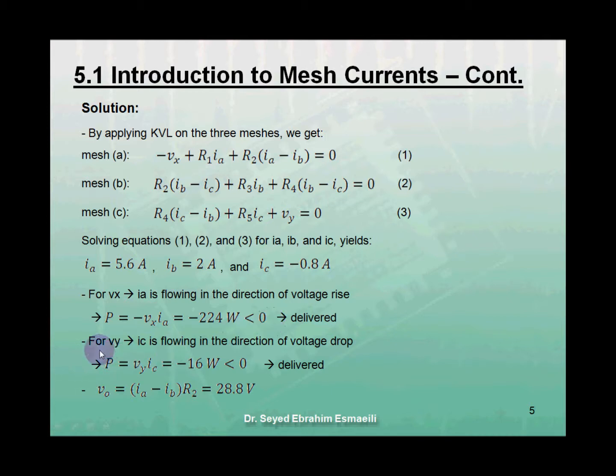For Vy, we know that IC is flowing in the direction of the voltage drop, so the power equation is written as P equals Vy times IC equals minus 16 watts. A negative power means that it's also being delivered. The voltage across R2 is written as Vout equals (IA minus IB) times R2 equals 28.8 volts.